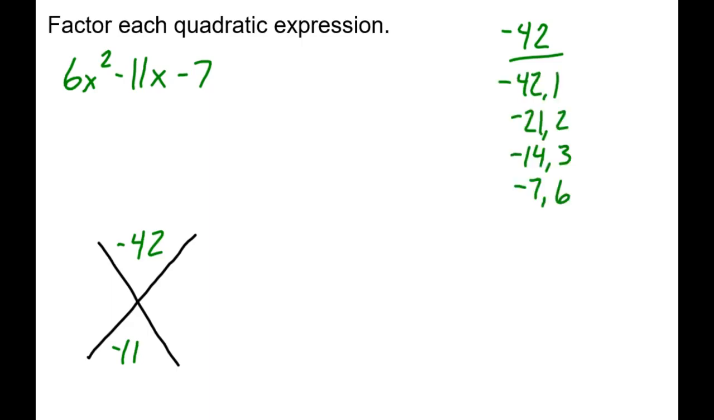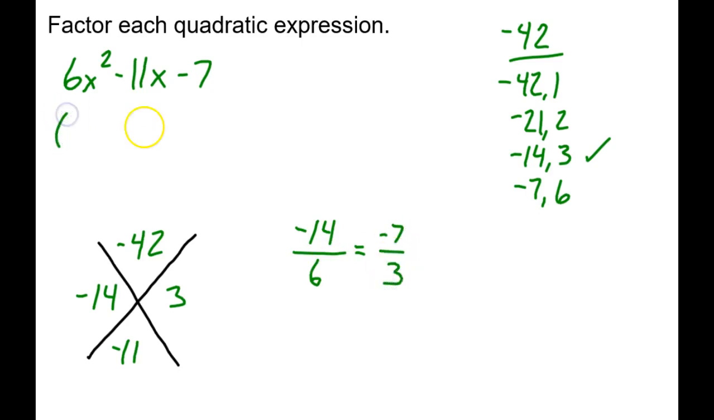Now that we have our list of factors, we want to find the combination that has a sum of negative 11, which would be negative 14 and 3. So now we have to take each of these factors and divide it by our a value. Okay, so first we'll start with the negative 14. We're going to take negative 14 divided by the a value, which is 6, and we want to simplify this fraction. 2 goes into each of these, so this would simplify to negative 7 over 3.